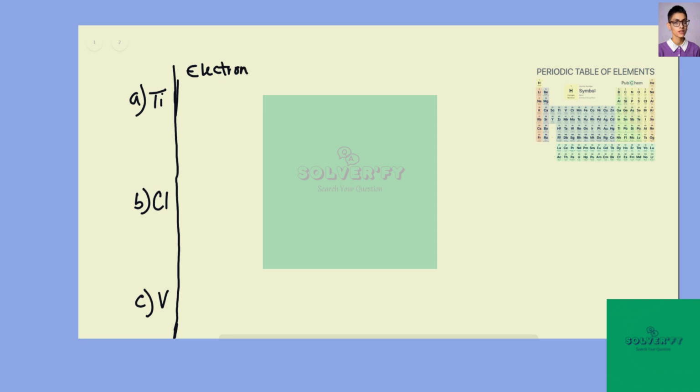So let's get started. Personally, I think it will be easier for you to draw the orbital diagrams after you've done the electron configurations. So we're going to start with the electron configurations. We shall do the electron configurations first in black.